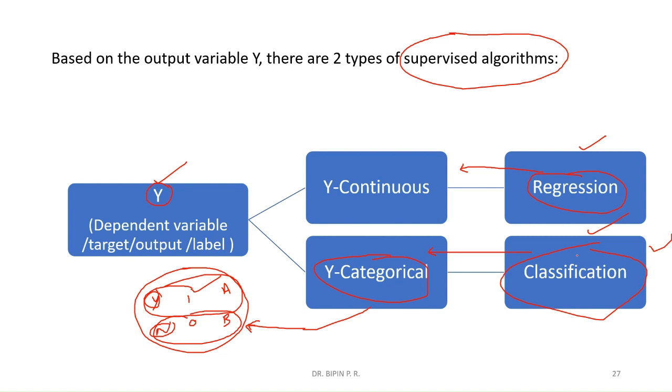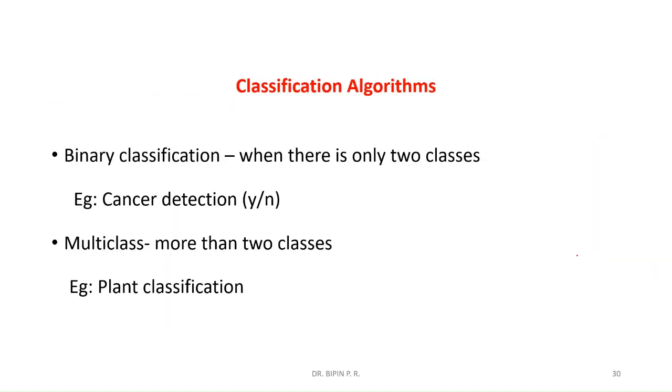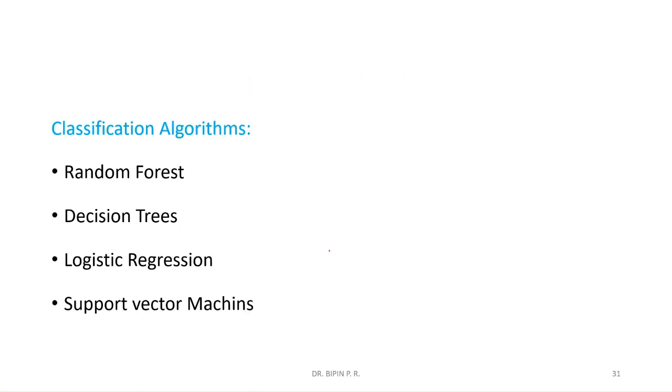Now, this is the thing we are going to see today: classification type of algorithms, and we have seen that classification can be binary classification. Just now I explained, when there are only two classes, yes or no, that is binary classification. Then multi-class, more than two classes. So just now I explained. Now these are the different types of classification algorithms: random forest, decision tree, logistic regression, support vector machines.